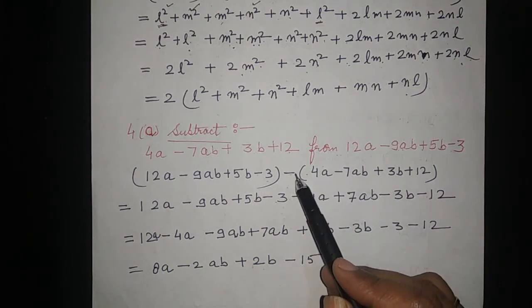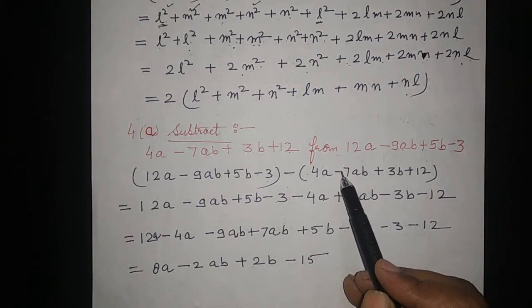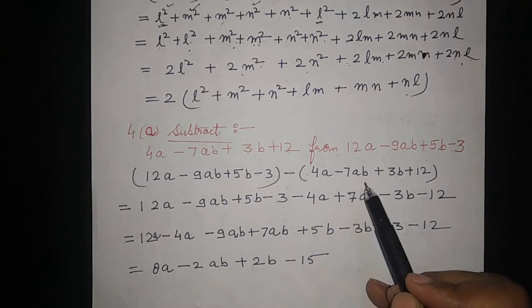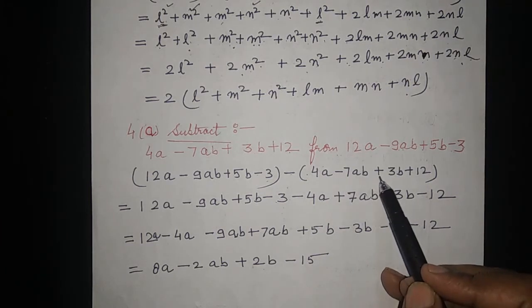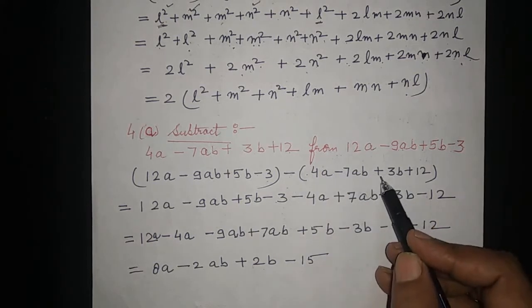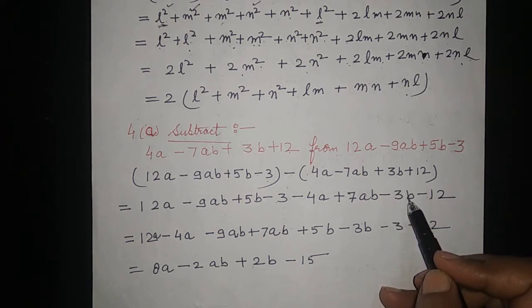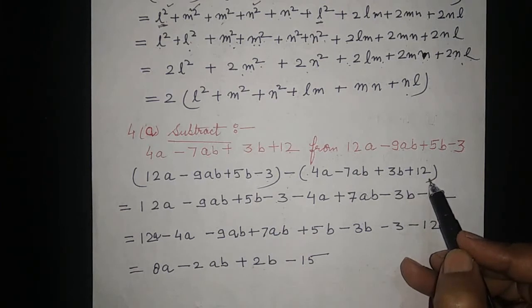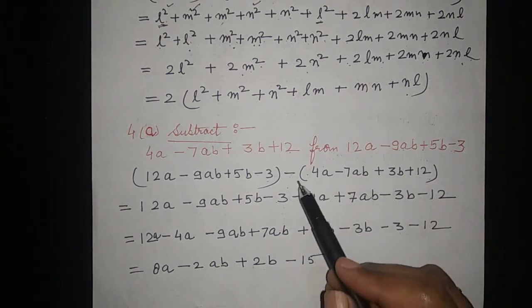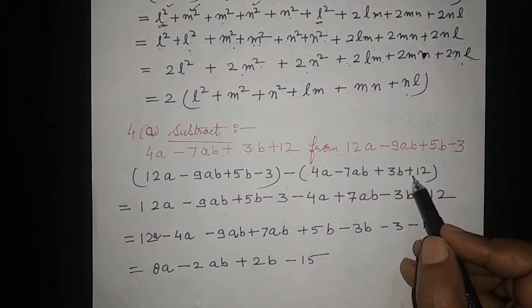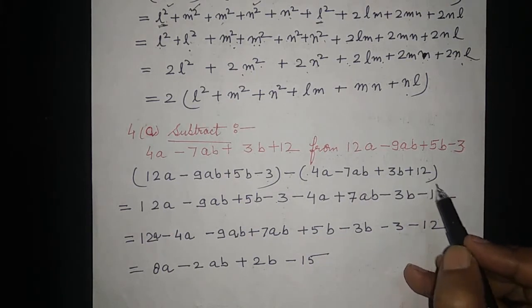Now, before 7ab, we can see a minus sign. So, if we multiply this minus and this minus, what will come? Plus. Minus minus plus. Now, after 7ab, we can see a plus sign. This minus and this plus, when we multiply, we get minus. So, minus 3b we will write. And for the last term, we will multiply the signs, minus and plus. What will come? Minus, and this 12 we will write.